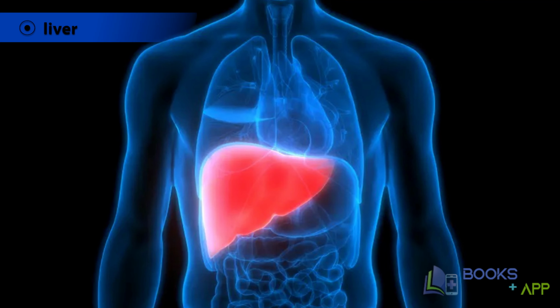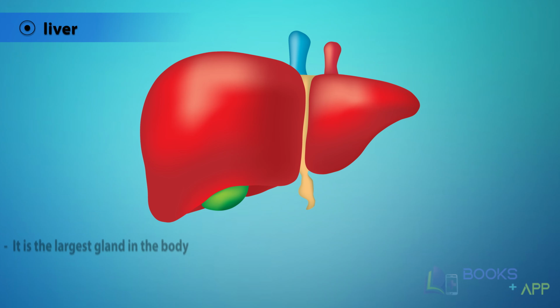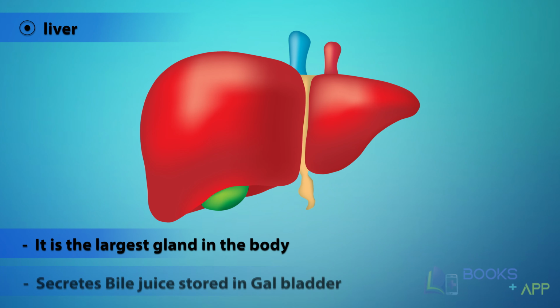The liver is a reddish brown gland situated in the upper part of the abdomen on the right side. It is the largest gland in the body. It secretes bile juice that is stored in a sac called the gallbladder. The bile's function is to break down bigger fat molecules into smaller fat globules, and this process is called emulsification, thereby helping in the digestion of fat. The bile also plays an important role in maintaining the optimum condition for the digestion of other food components.